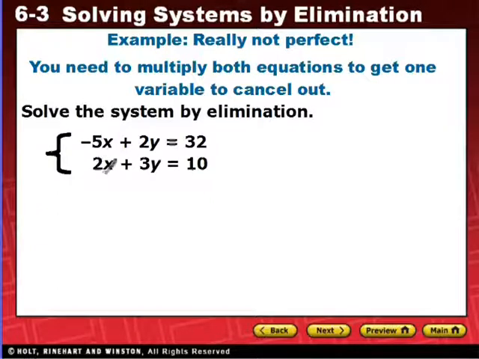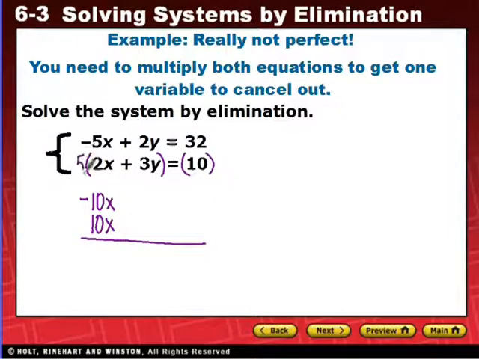So then the least common multiple of 2 and 5 is 10. So what I'm trying to get here is -10x and +10x because those are going to cancel out. That means I'm going to multiply the second equation by 5, and I'm going to multiply the first equation by 2, and that's going to give me my 10x and -10x, and then I'm going to distribute it. So taking the 2 and distributing, I get 2 times -5x is the -10, plus 2 times 2y is 4y equals 64 from 32 times 2.